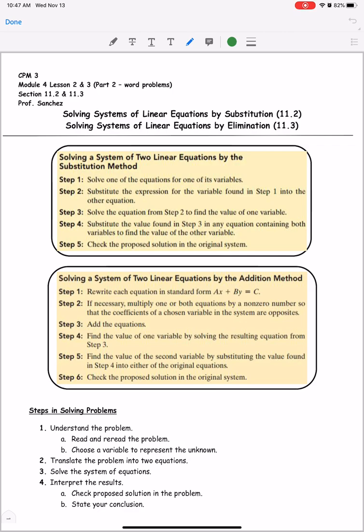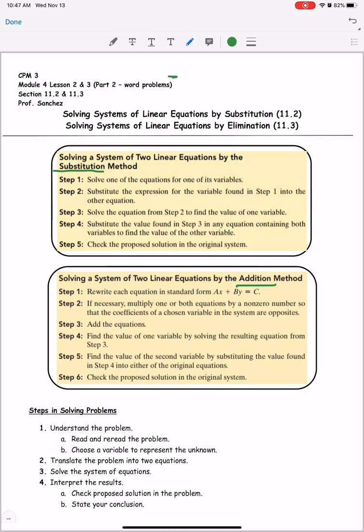So in Part 1, we went over your substitution method and your addition method of solving linear equations. So this lesson we're going to be applying. If you missed last lesson, you need to go back to the last video and rewatch it.